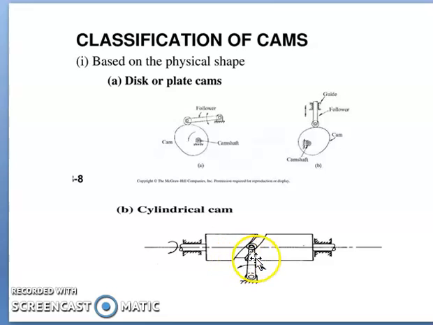Here you can see the follower is moving along the surface of the cylinder. A groove is cut along the surface of the cylinder. So when the cylinder rotates, the follower moves along the groove. As a result, the follower will oscillate. So here again you can see it is a disc or plate cam, but here the follower is positioned in such a way that it is going to oscillate, whereas here the follower is going to reciprocate.